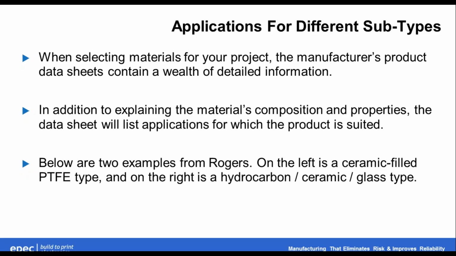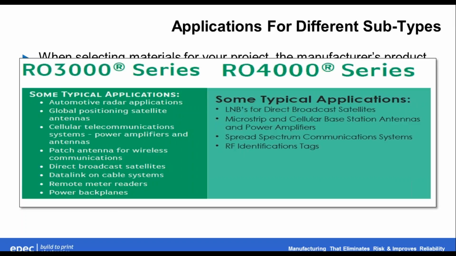Below are two more detailed examples from Rogers. On the left is, again, the ceramic-filled PTFE type, and on the right is the hydrocarbon ceramic glass type. So these are the same two materials we saw a couple of slides back, but this is the applications section of the data sheet. And you can see on the Rogers 3000, automotive radar, global positioning satellite, et cetera, on the right side, microstrip and cellular base station antennas, power amplifiers, RFID. So again, the data sheets are a great place to look to give you some direction, the type of material you're going to want to select.